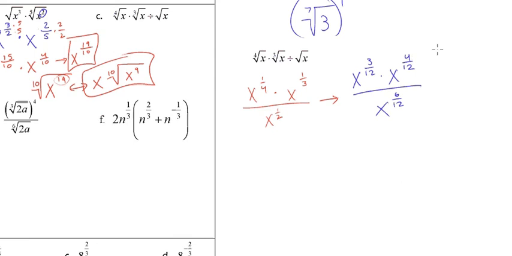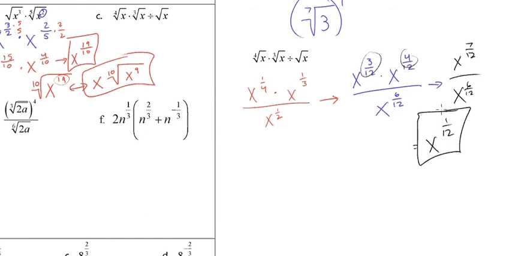And multiply on the top, so that gives us x to the 7/12. So we're adding, when you have the same base, you add your exponents. So x to the 7/12 divided by x to the 6/12, which reduces down to x to the 1/12. All right, and we'll continue on the next few problems on the next video. Hope this helps.